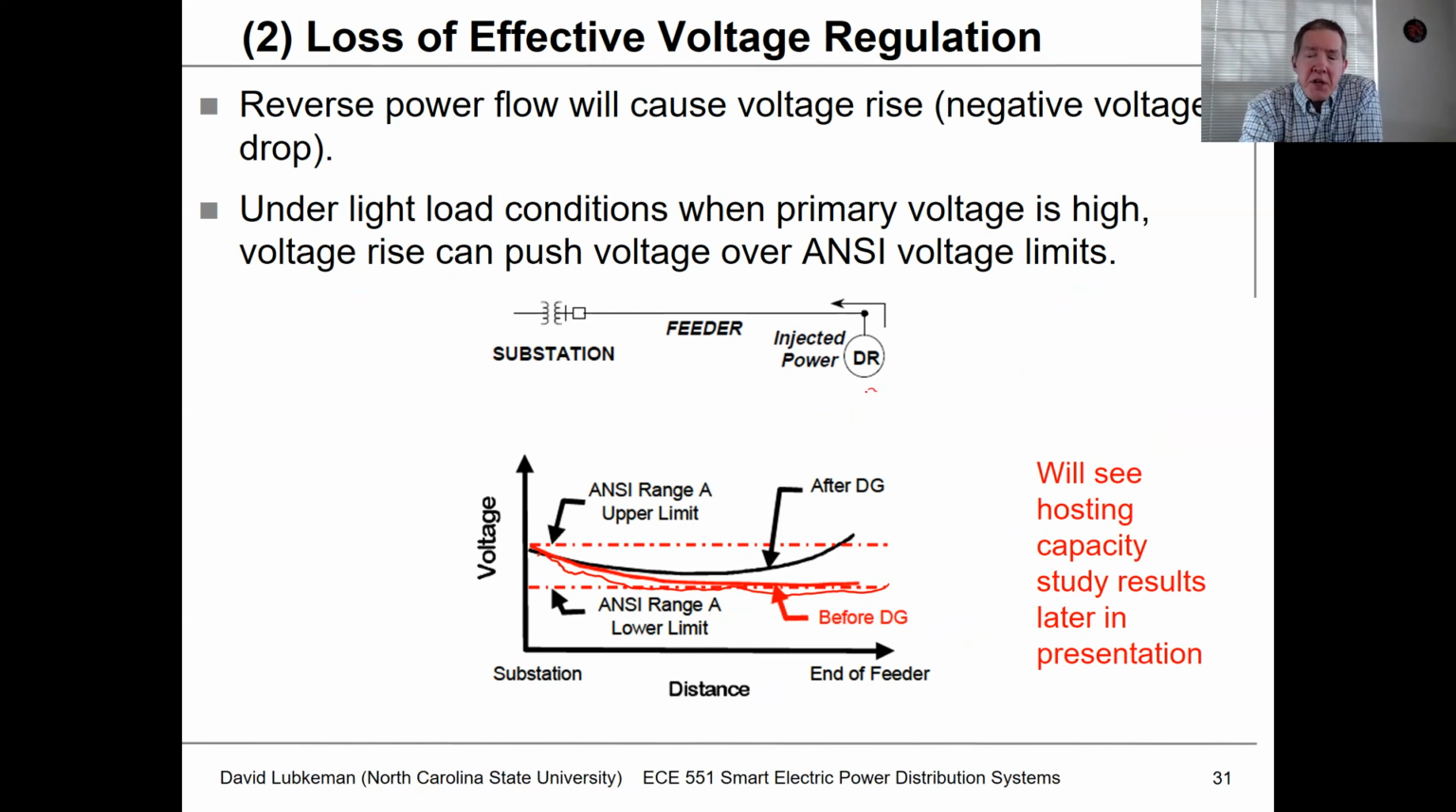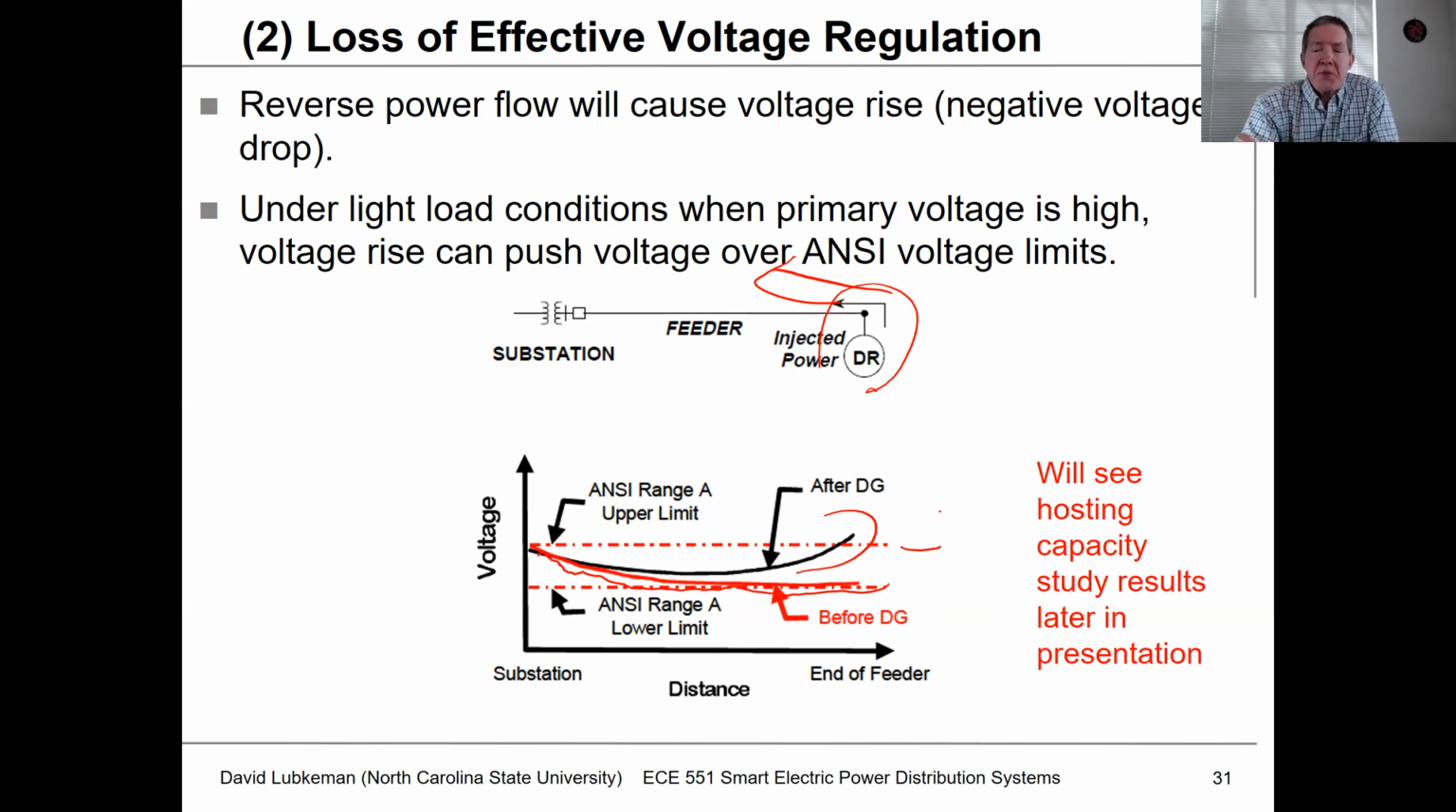Now, if I put DER in the circuit and it's pushing power back in the opposite direction, instead of the voltage continuously dropping, the voltage can drop a little bit, but then when it gets close to the DER, the voltage can actually go up. And so we can run into a situation where we actually have an overvoltage. In fact, a lot of your penetration studies are actually more concerned with overvoltages than they are undervoltages, because the distributed DER could actually push the voltages up too high, especially under light loading conditions.